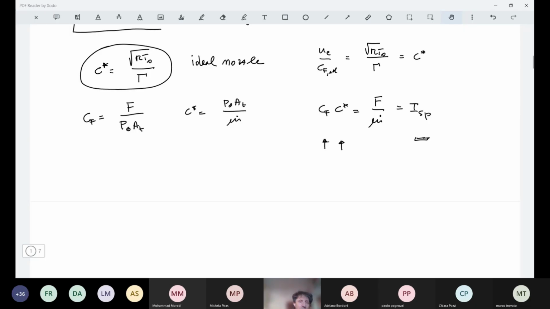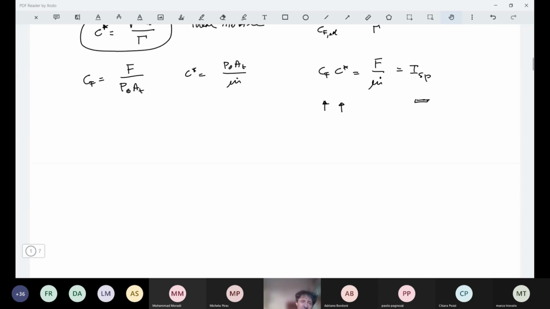We can comment here also on this expression of C star. I don't remember if we already mentioned this aspect, but we can see it here directly in terms of C star, that this is 1 over gamma square root of RT0. Yes, I think we mentioned. So if we have that these quantities, let's say gamma and T0, were independent of each other.